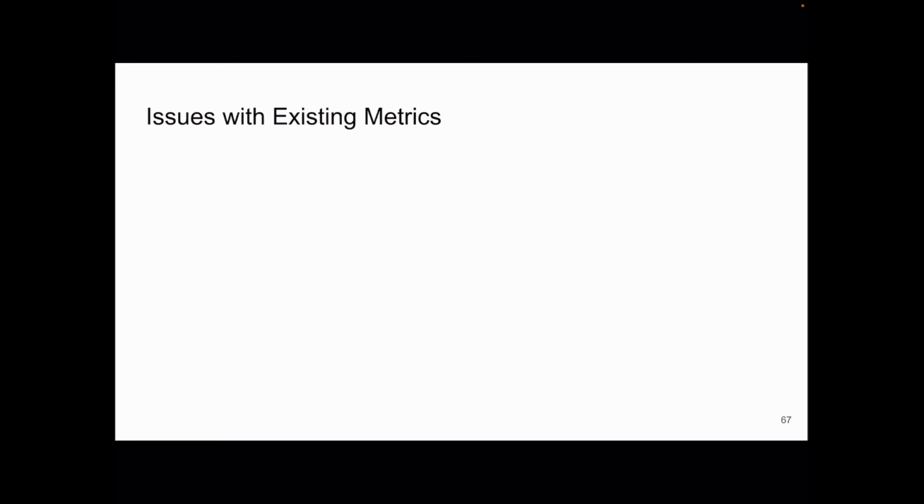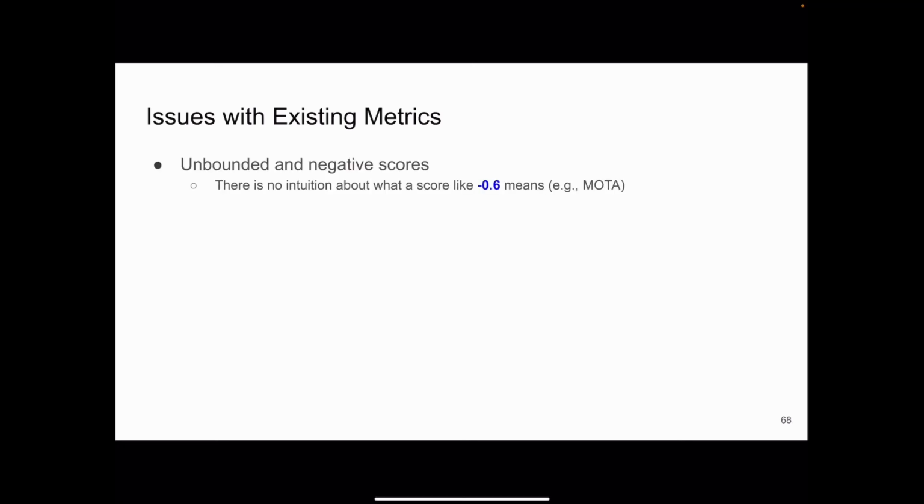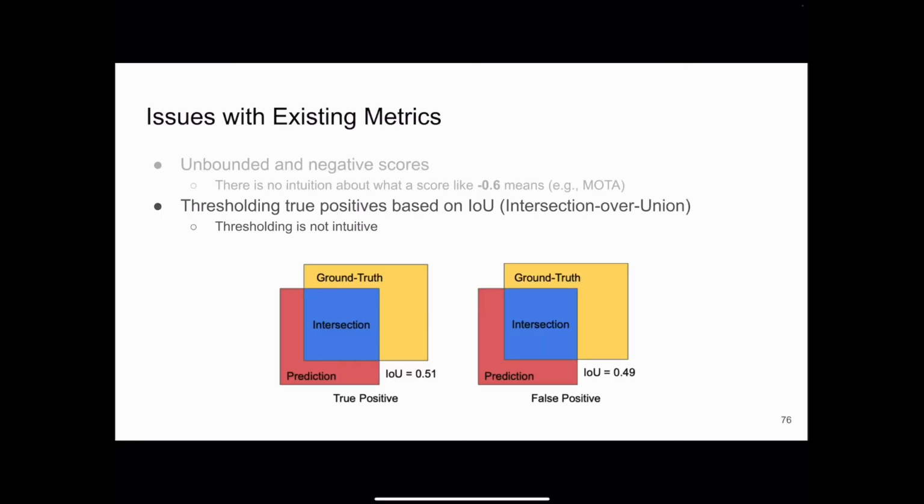Before introducing our proposed evaluation metric, let's first discuss the issues with existing metrics. The first issue is that some evaluation scores are unbounded and negative. There's no intuition about what a negative score means. The second issue is that some metrics threshold true positives based on intersection over union. A minimum threshold of greater than 0.5 IOU is chosen to guarantee unique matching. However, the thresholding does not align well with human perception.